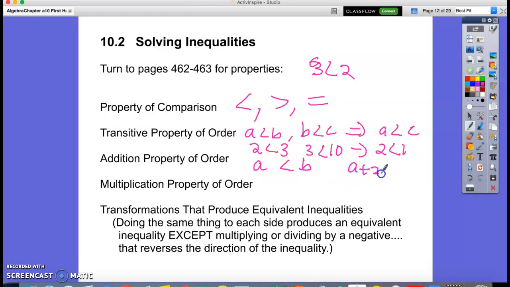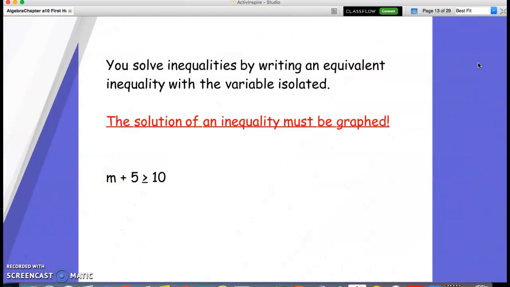So you can add: a plus 2 is less than or equal to b plus 2, or a minus 2 is less than b minus 2. In the multiplication property, I can multiply both sides of an inequality by a number, so it will be 3a less than 3b. But if you multiply or divide by a negative number, then you need to reverse the direction of the inequality. We will go over it in detail in a few minutes.